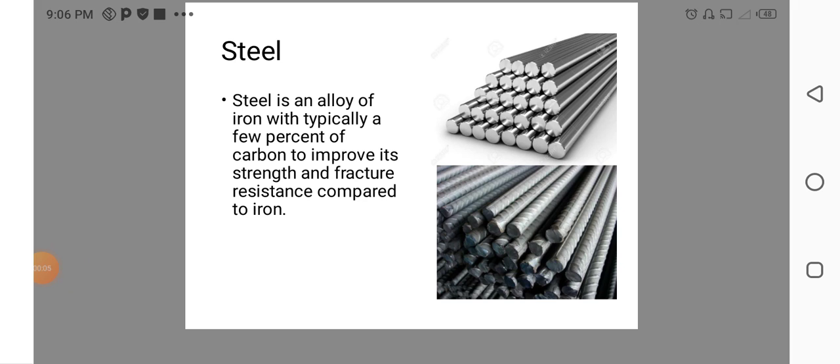Hello, welcome to the lecture on basic civil engineering, the second lecture of the second part, in which we will be covering steel and concrete. Steel is an alloy of iron with typically a few percentage of carbon to improve its strength and fracture resistance compared to iron. Here in steel, carbon plays an important role for its strength.